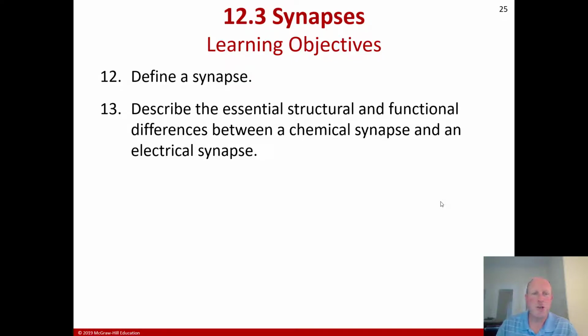We're now talking about section 3 of chapter 12 on nervous tissue and introduction to the nervous system. We're talking about synapses. For the objectives you should be able to glean from this section, we should be able to define a synapse and describe the essential structural and functional differences between a chemical synapse and an electrical synapse. It's a fairly short segment, but synapses are important.